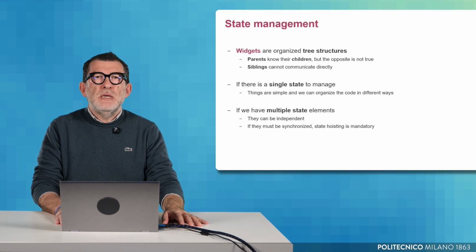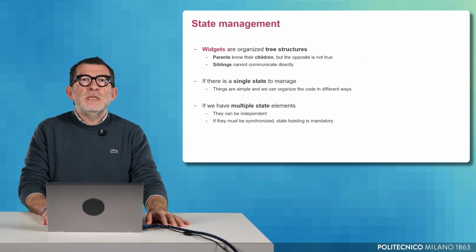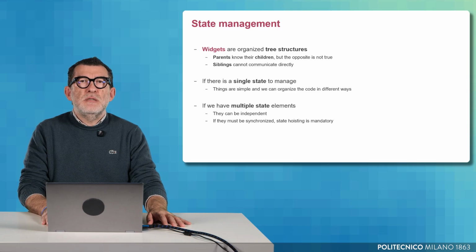After discussing the different navigation patterns, we can now move to complex state management. As we know, widgets in Flutter are organized in a tree structure. This means that each parent widget knows its children, but the children are not aware of their parent. In addition, sibling widgets cannot communicate directly, since they must interact through their common parent.